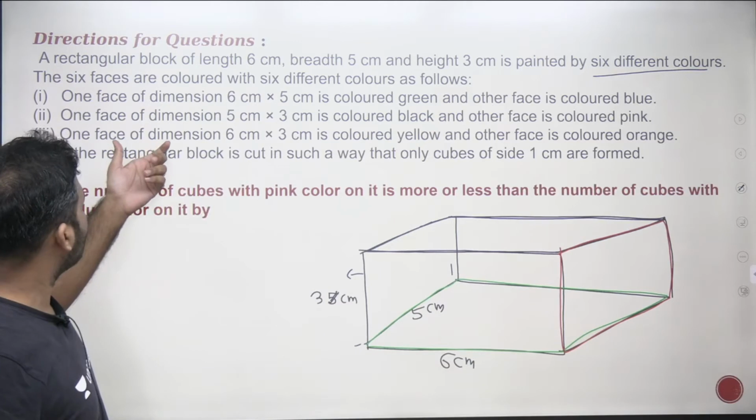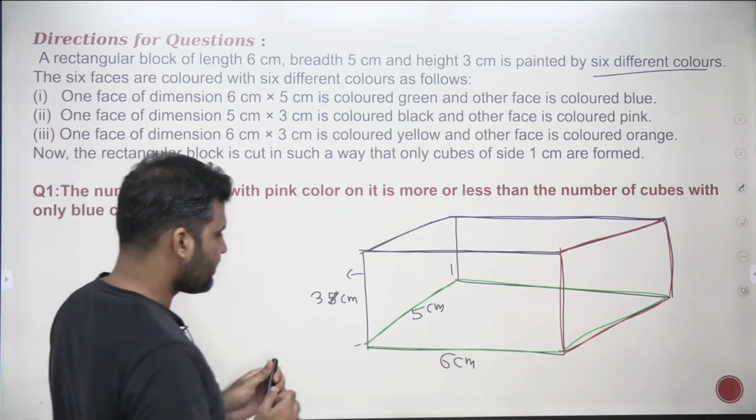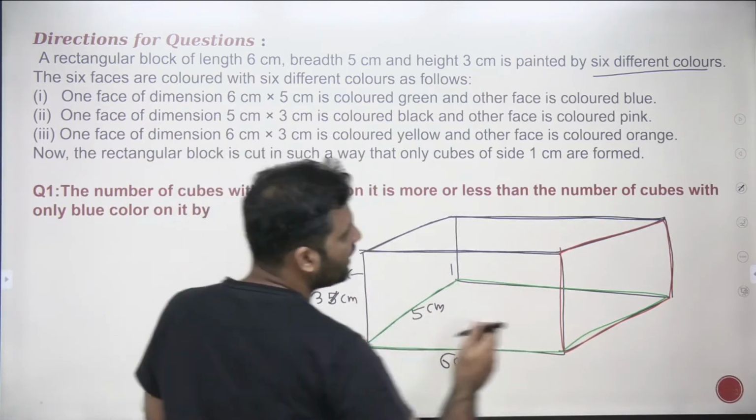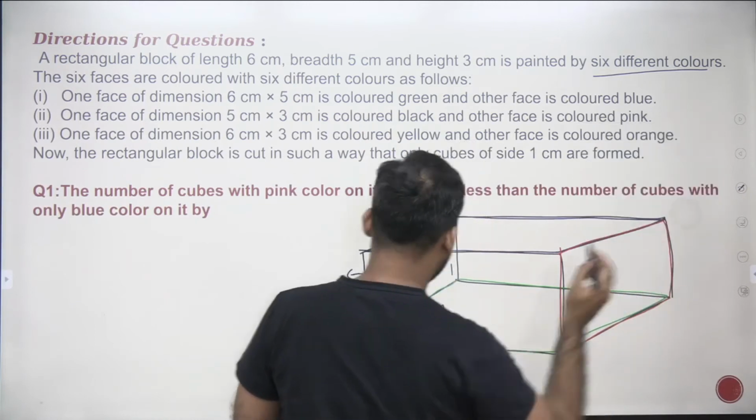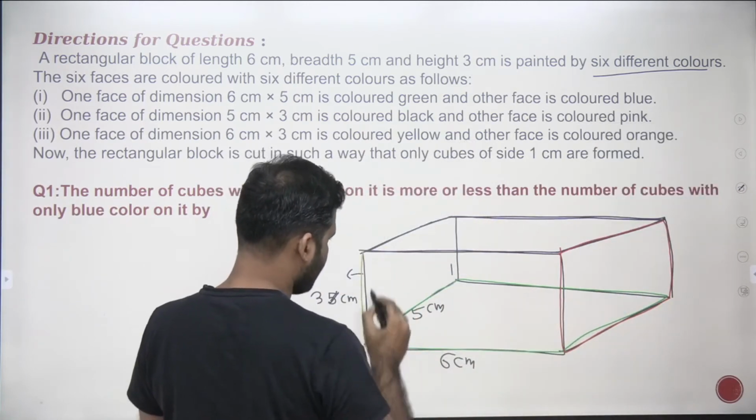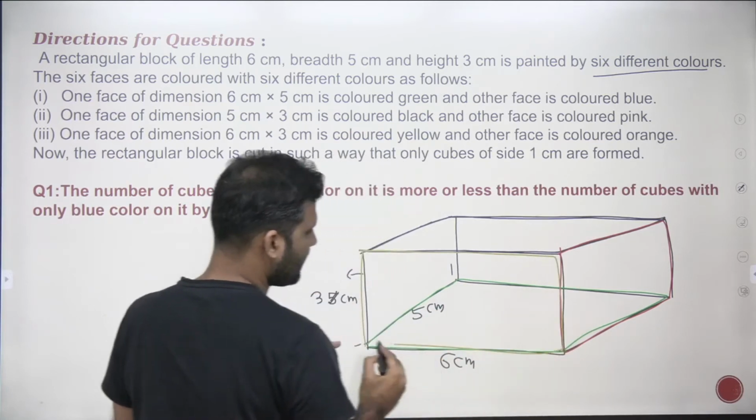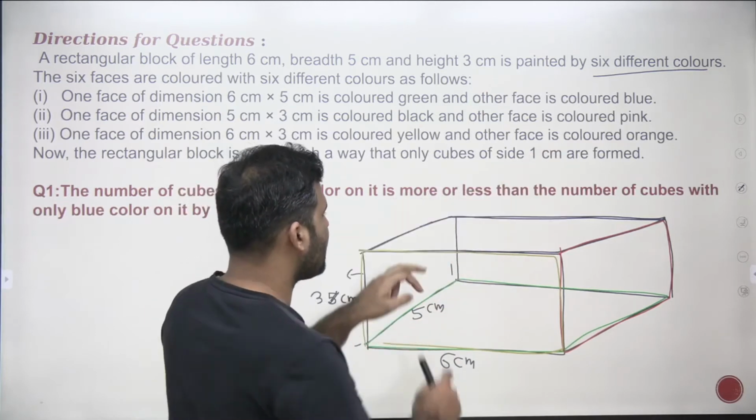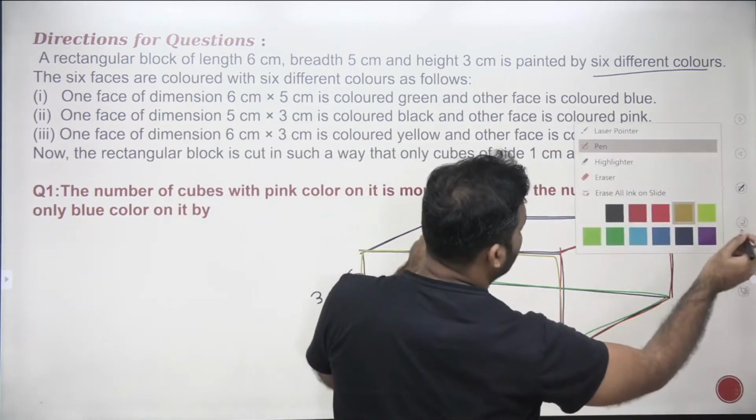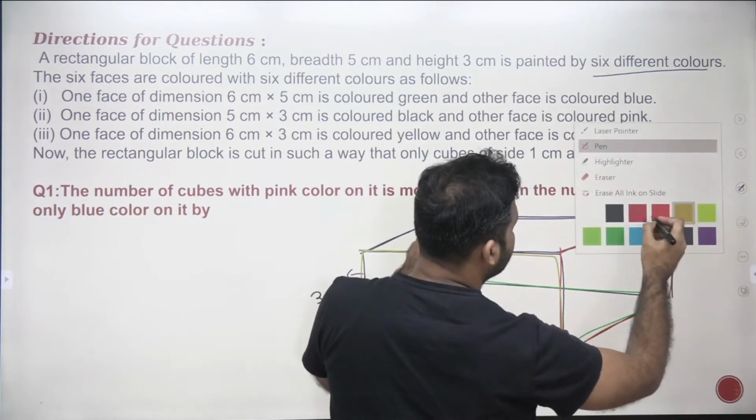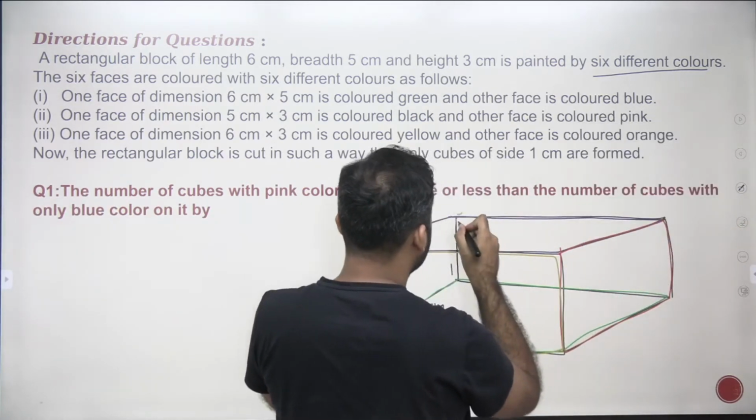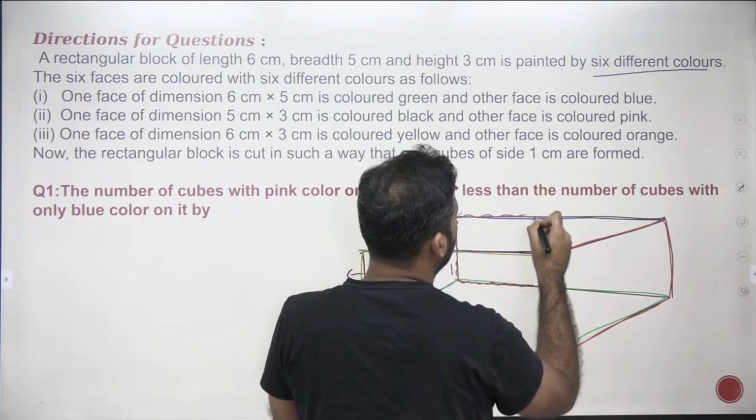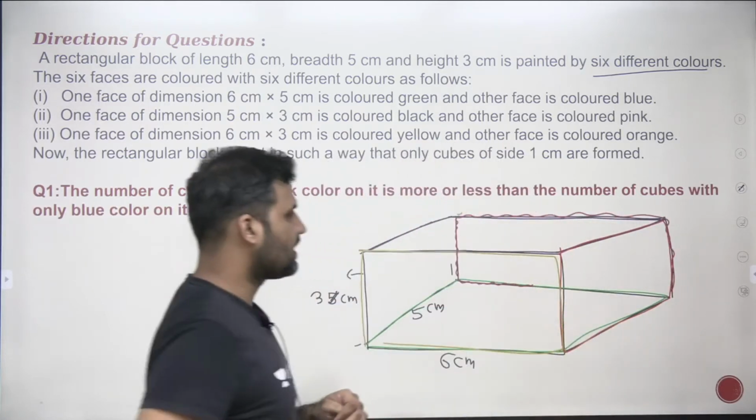Now the one face of dimension 6 into 3. This particular face is 6 into 3, and it has been colored yellow. The side opposite to this face is colored orange. This face has been colored orange. I'm using red instead of orange here. So these are the different colors that have been used.